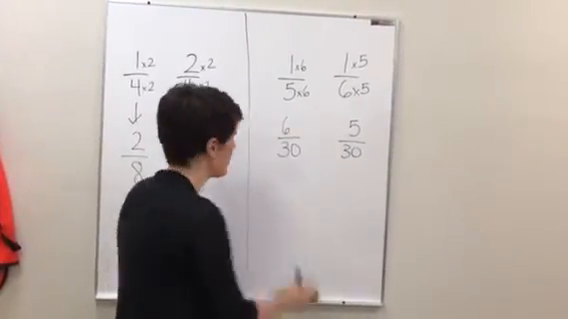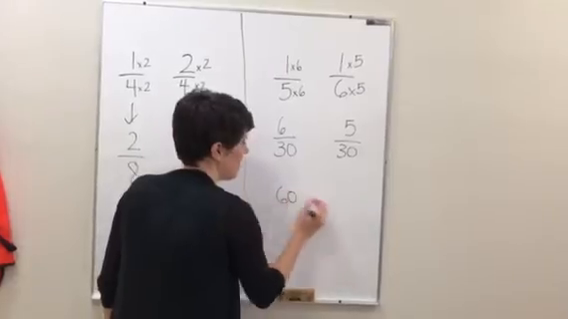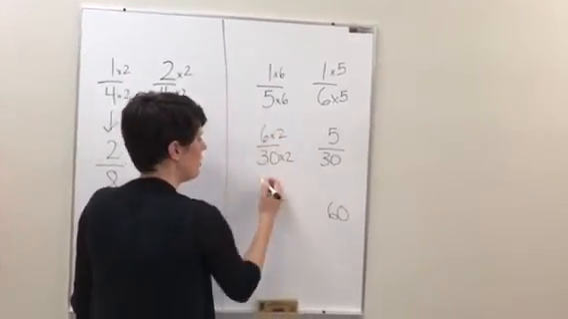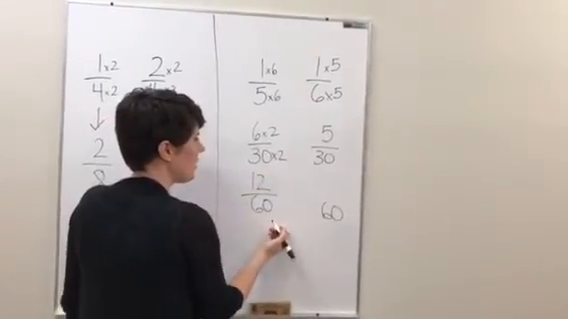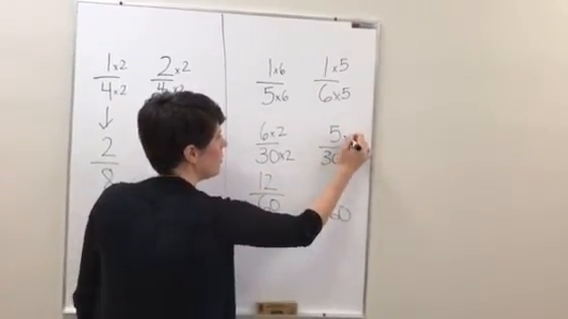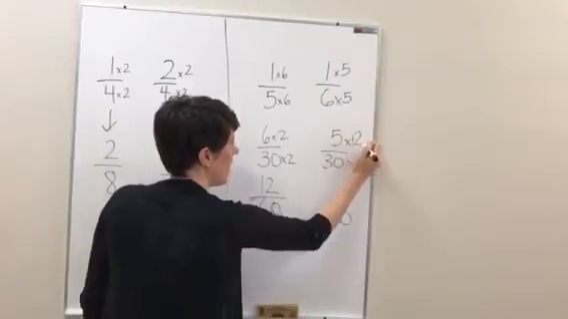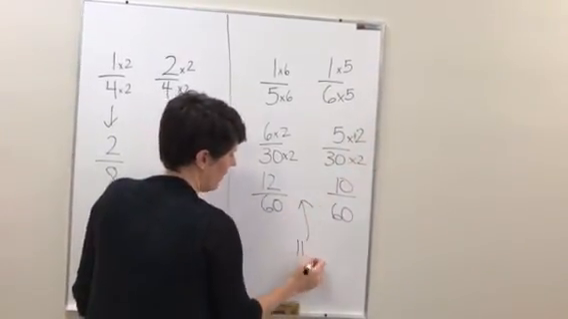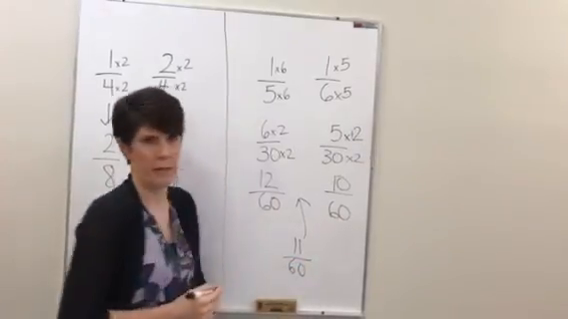So I'm going to go another step, and this time I'm going to do 60. Be pretty easy to just multiply by 2 and get 12 over 60, and multiply by 2, and get 10 over 60, and now I can see 11 over 60 would fit in between the two.